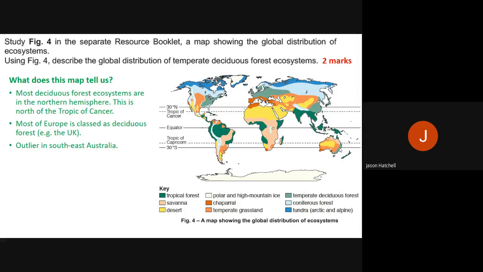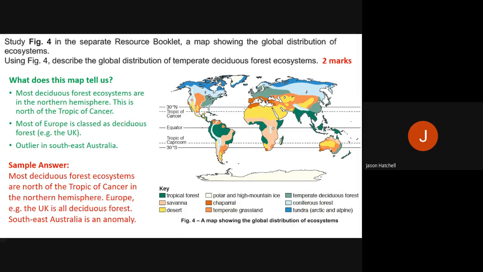So we need to try and construct an answer now for 2 marks that describes that global distribution overall of those forest ecosystems. So here is a sample answer. Most deciduous forest ecosystems are north of the Tropic of Cancer in the northern hemisphere. That would be 1 mark straight away. That's absolutely correct. That's where most of them are. Europe, for example, the UK, is all deciduous forest. That would be your 2nd mark, 2 marks in total.